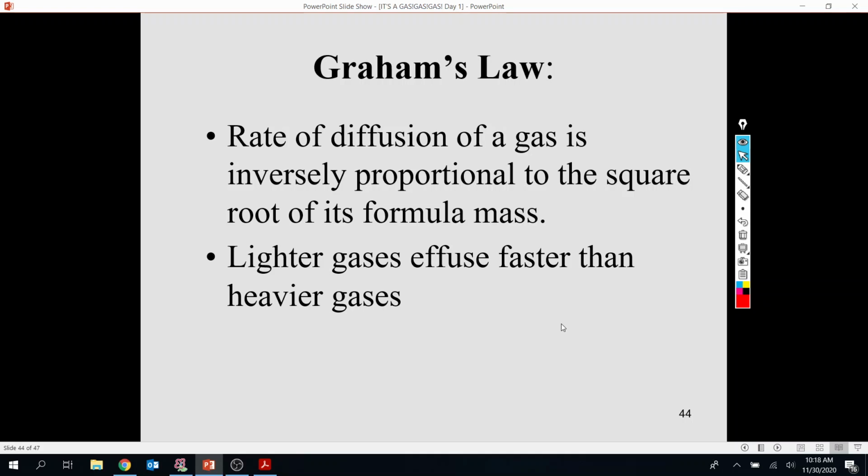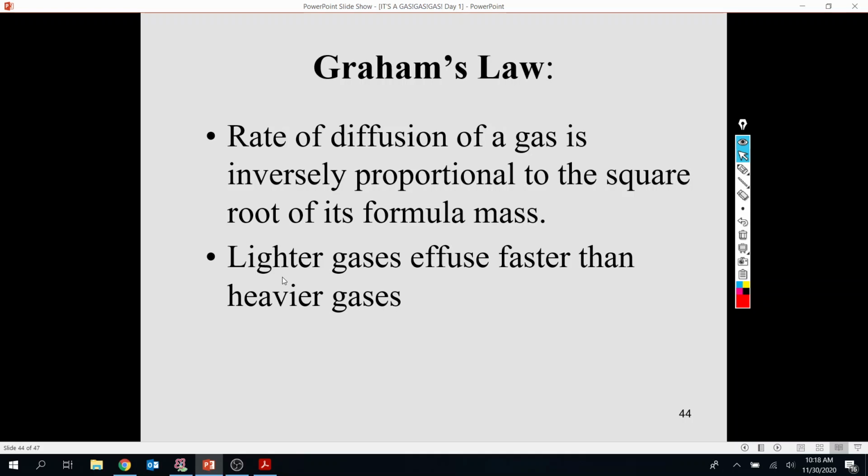All right. Now, interestingly enough, we're gonna hit some heavy math here, and I'll just show you what it looks like in a minute. The rate of diffusion, or effusion, is inversely proportional to the square root of its formula mass. What? Okay, here's what that means. Lighter gases effuse faster than heavier gases. And I'm sure that you don't need a chemistry degree to think, hey, if I have lighter molecules, they will diffuse or effuse faster than heavier gases.